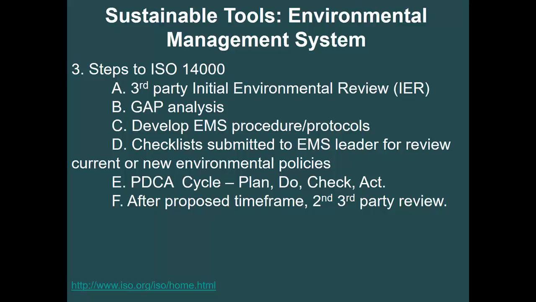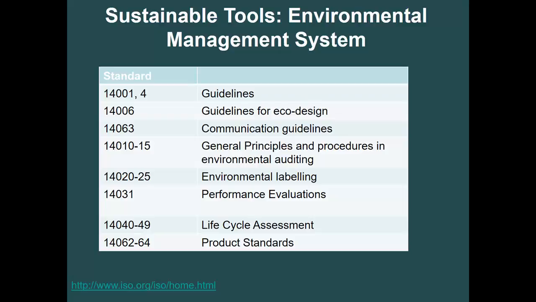After a certain time period, the company could get a second third-party review on whether they've improved by X or meet the ISO criteria Y. Then they will become an ISO 14000 standard company or process. Here for the 14000, I've kind of broken them down. You have some initial guidelines, principles, how you do labeling, how you perform performance evaluations, a series of standards of life cycle analysis, and product standards.